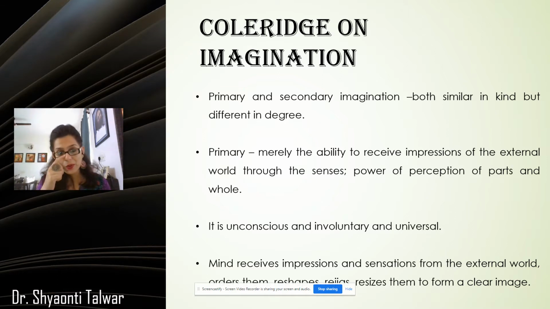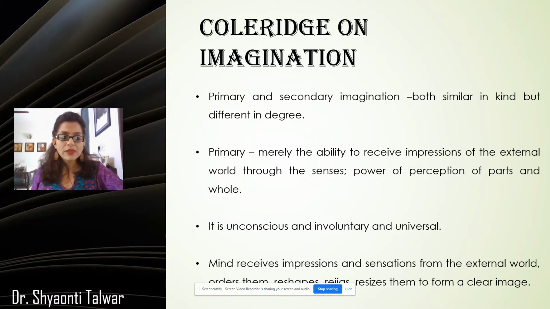Now, according to Coleridge, both primary and secondary imagination are similar in nature and in kind, but they are different in degree and intensity. So we will look at each of these one by one. So, what is primary imagination? By primary imagination, Coleridge refers to the human ability to receive impressions of the external world through the senses.